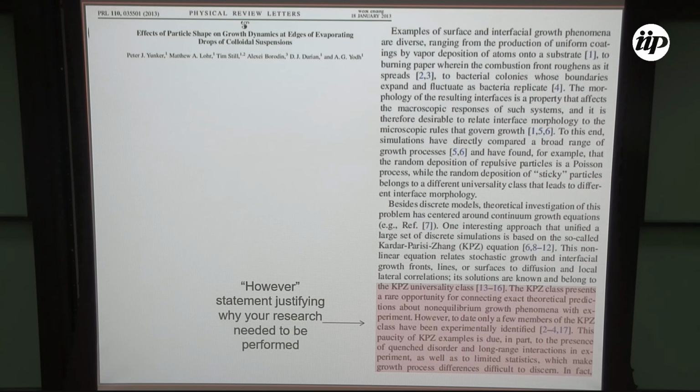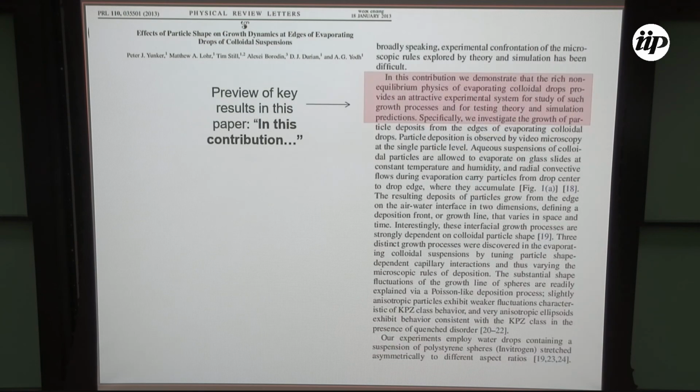And so they started from a very, very general statement of issues and what fields it applies to, narrows it down to a specific problem that still exists, and then they conclude with, they don't call it "in this letter," they call it "in this contribution, we demonstrate that the rich non-equilibrium physics, blah, blah, blah." So this is where they do a preview of their results.